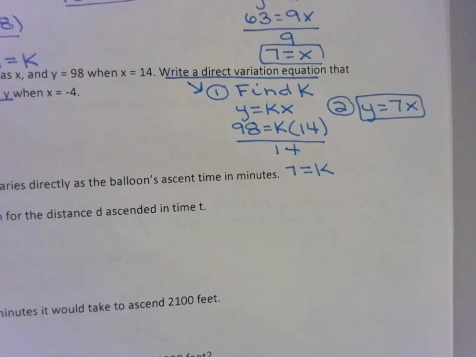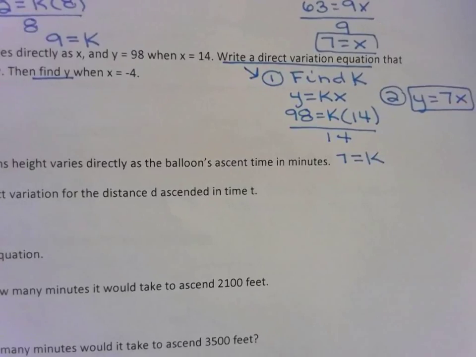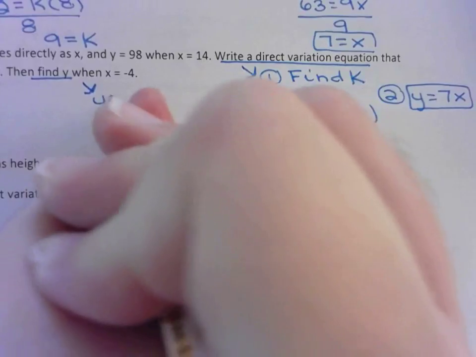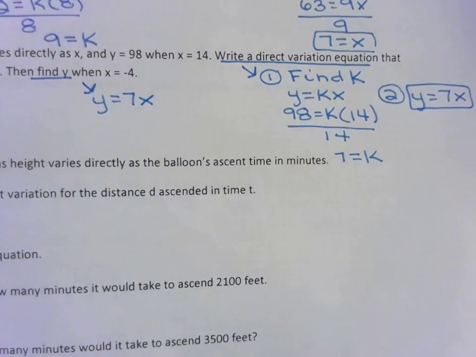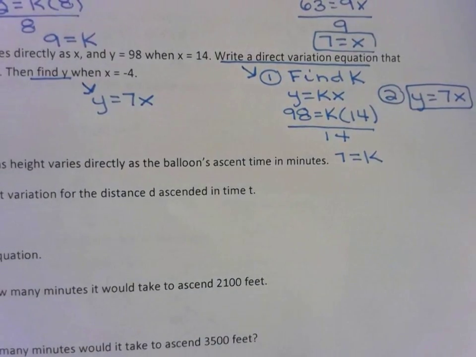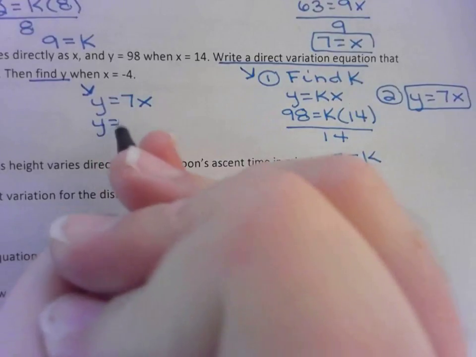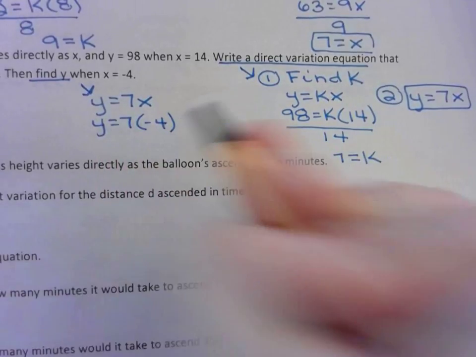Second part. I want to find y when x is negative 4. So if I use my equation I found in the first part, y equals 7x, I want to find y. So I'm going to get y equals a number. And how do I do that if I know x is negative 4? Times 7 by negative 4. Plug in negative 4 for x.